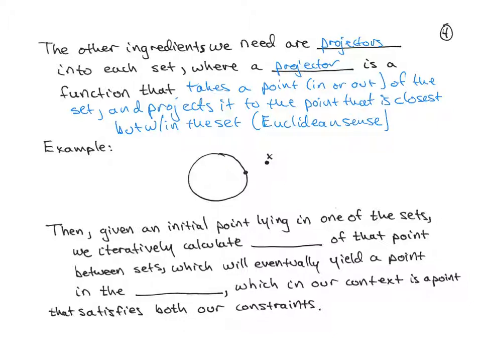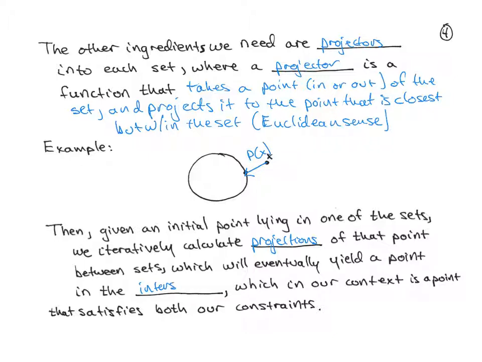Okay, so if you have this circular set here and you have an initial point x, the projector will just take it to the boundary, the closest point on the boundary. If x were lying inside the set, it would just stay put, given an ideal projector. So that is, given an initial point lying in one of the sets, we iteratively calculate projections of that point between sets, which will eventually yield a point in the intersection.